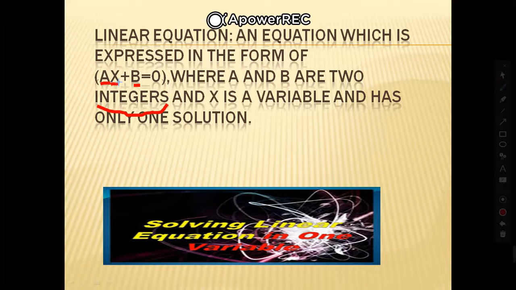And this x is a variable and has only one solution. Okay, this a and b are the integers, like numbers. About the integers and about the variables, I will be teaching you in my further videos. Now let's go on with the topic of linear equation. A and b are the integers, x is a variable which has only one solution.